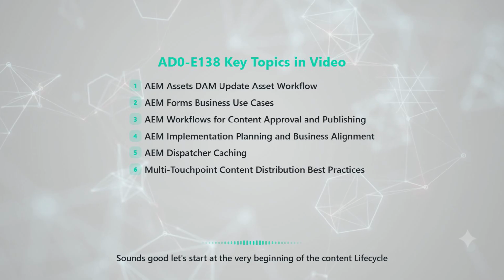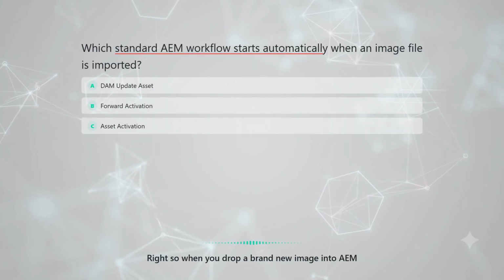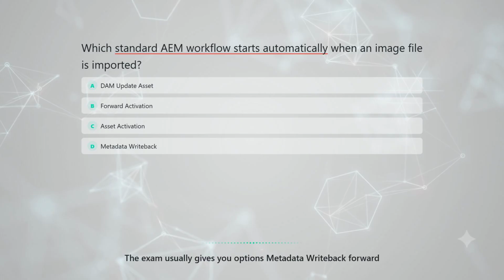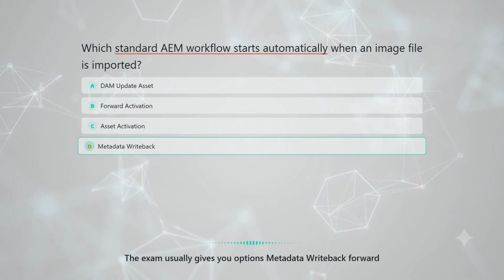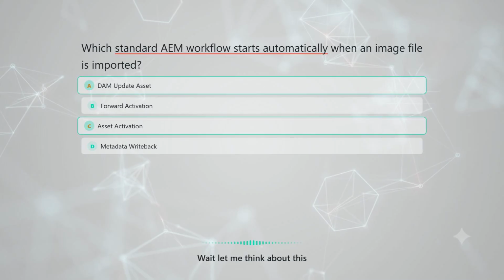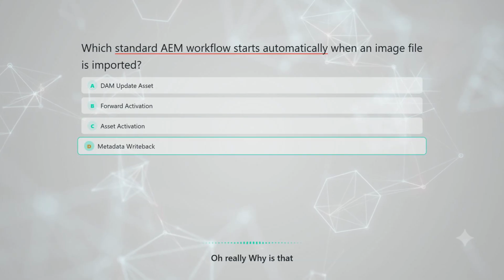Sounds good. Let's start at the very beginning of the content lifecycle. Right, so when you drop a brand new image into AEM, what standard workflow automatically starts? The exam usually gives you options like metadata writeback, forward activation, or DAM update asset. Wait, let me think about this. I'd probably lean toward metadata writeback. Oh, really? Why is that?